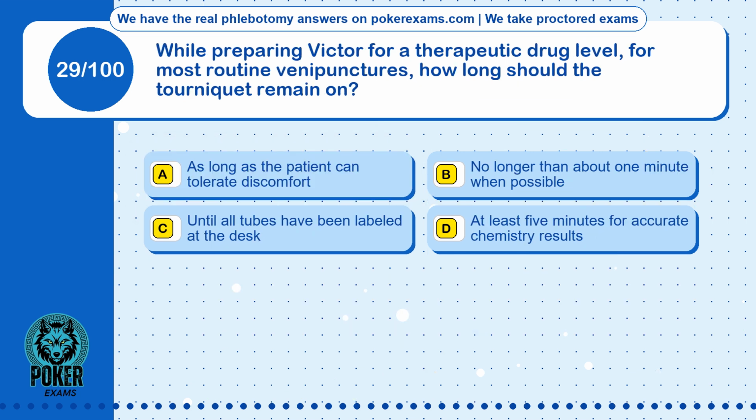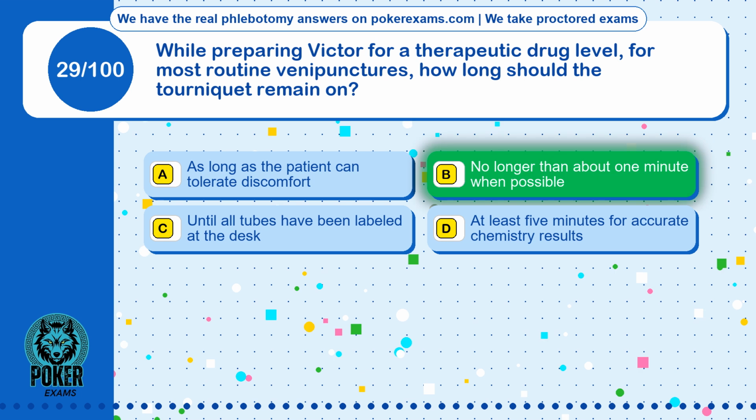Question 29. While preparing Victor for a therapeutic drug level, for most routine venipunctures, how long should the tourniquet remain on? Option A: as long as the patient can tolerate discomfort. Option B: no longer than about 1 minute when possible. Option C: until all tubes have been labeled at the desk. Option D: at least 5 minutes for accurate chemistry results.